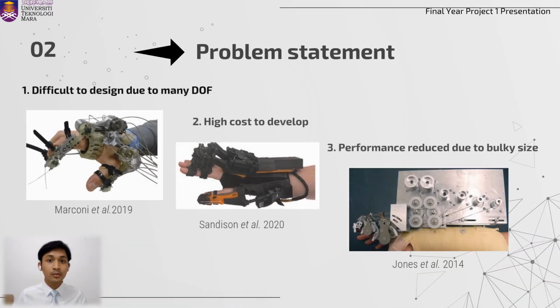So there are 3 problems that inspired me to do this project. First, the device is difficult to design due to many degrees of freedom, which involve 21 degrees of freedom, which is very, very complex. Second, it is expensive to develop the finger exoskeleton due to the need of a powerful motor for actuating the device. Third, the performance of the device is reduced due to the big size of the exoskeleton, and it is hard to use.